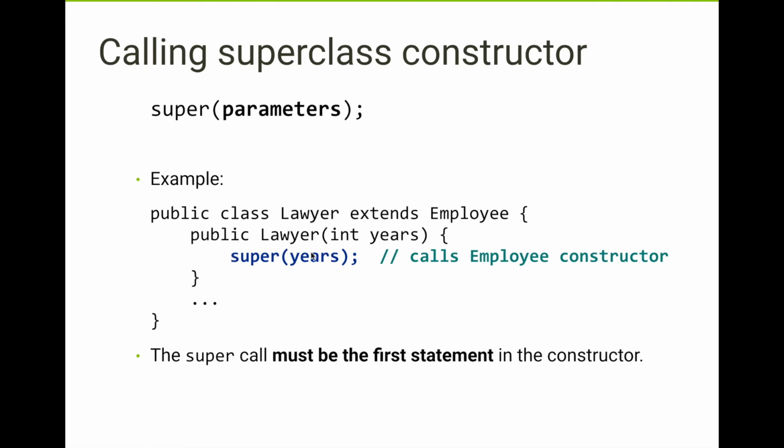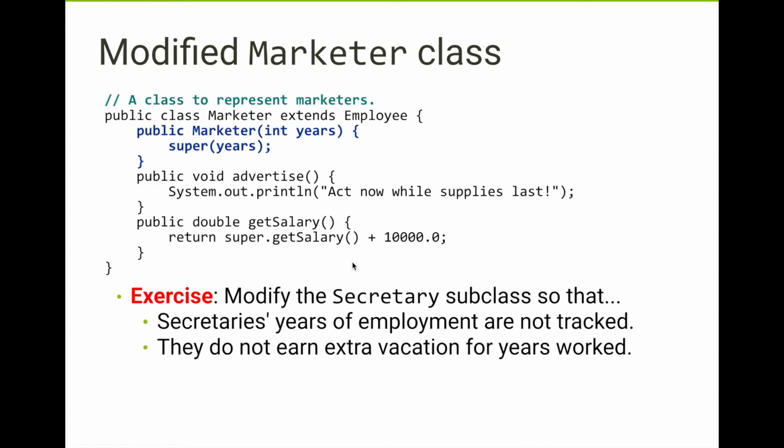Now, notice that in this case, the only line is the super constructor. If you have other lines in your constructor, you need to make sure that the call to the super is the very first line. So let's go to our marketer. We go into our marketer, we make a new constructor there. We just call the super with the number of years we want to do. And we've already updated the salary to work correctly there.